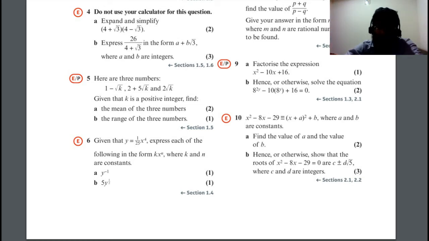For 5y minus 1? For 5y raised to the power minus 1, it's going to be 25 x raised to the power minus 4. Yeah, 25. No, wait, what? You mean 25. 6b, right? 6b, yes. 25 x raised to the power minus 4. How?